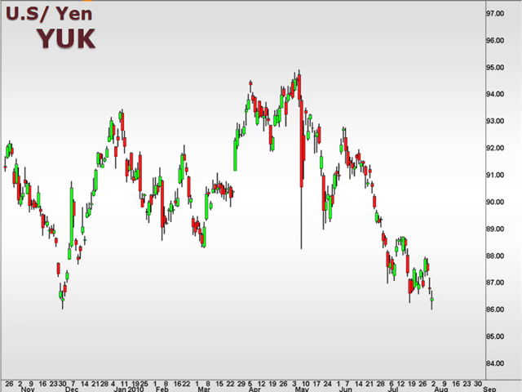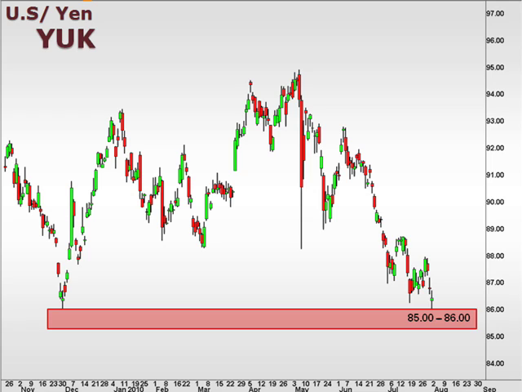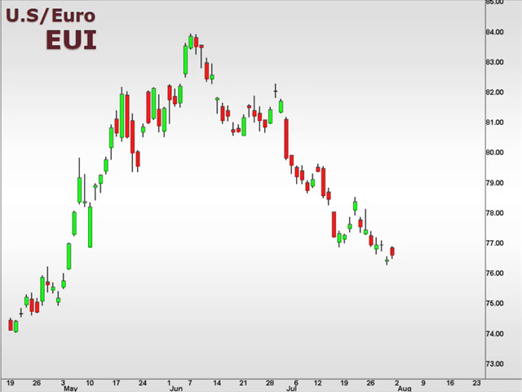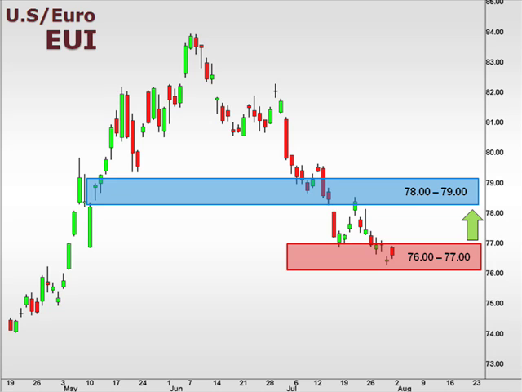The YUK, the US versus the Japanese yen, is testing a support level established several months ago at our 85-86 focal zone. A bounce could retrace back to test 88-89. However, the trend remains down. The EUI consolidates in our 76-77 focal zone as the US dollar continues to slip lower against the euro. Now a break below 76 opens the window for a continuation to the downside. A bounce here is likely to meet with resistance at 78-79.